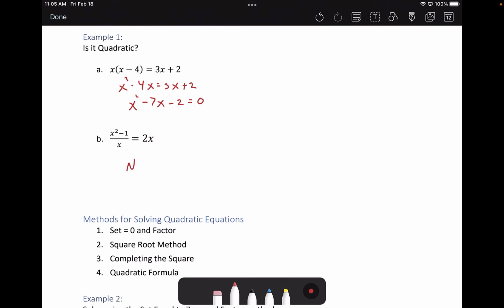B is not quadratic. Right away, we can see that there's division. We're dividing by x. That makes this a rational equation, not quadratic.